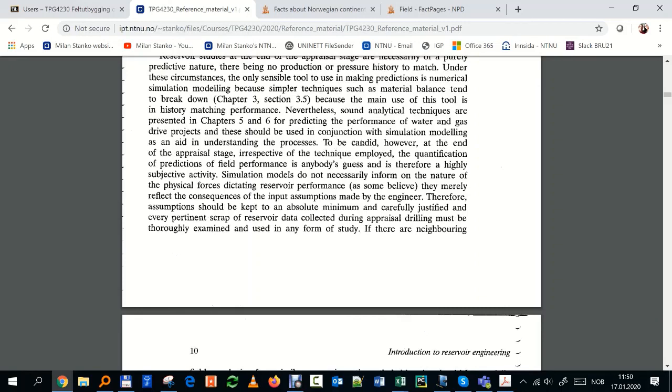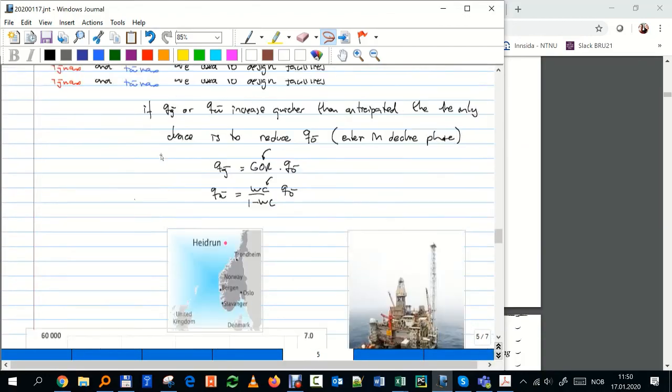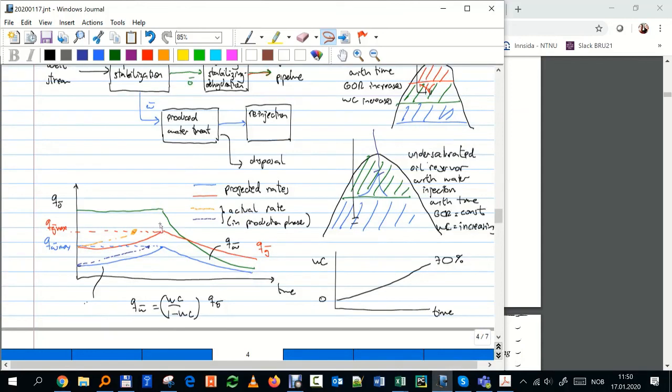So he says very honestly, "To be candid, however, at the end of the appraisal phase, irrespective of the technique employed, the quantification of predictions of field performance is anybody's guess, and therefore a highly subjective activity." That's why we have to be able, in all of our workflow, to quantify uncertainty. So we don't just give a number, but we have to be able to quantify. For example, if we gave this profile, we don't simply provide a number, but we want to make a range of variation. We think it might be between this maximum and this minimum, and this has the following probability of occurrence. We think this one will be the most likely.